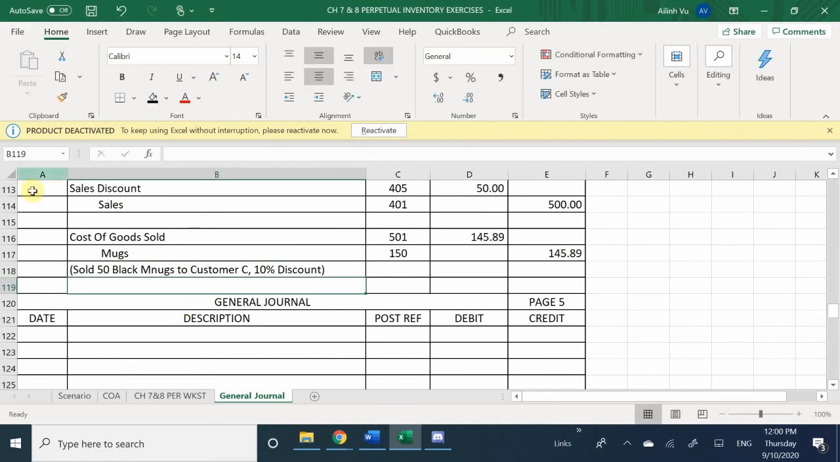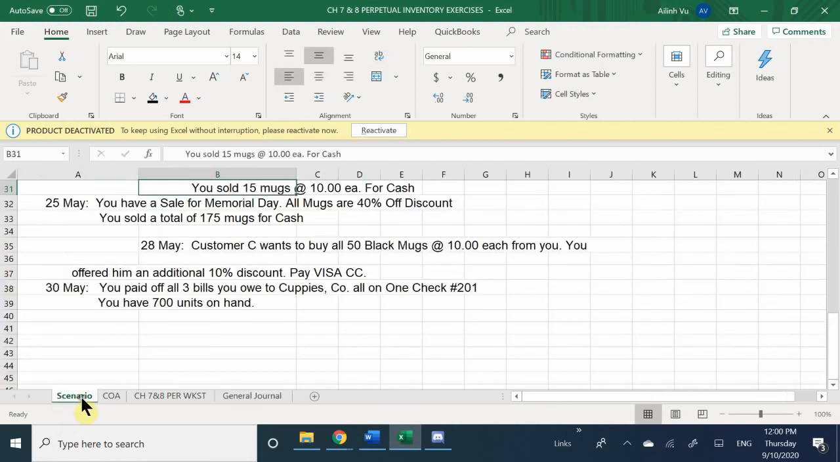Right? So the next portion, I'm going to go ahead and let you guys handle this on your own. Because the last one is 700 units on hand. You should already know that. We just solved for it. And the last one is you're going to pay all three bills, and you go to Compass Co. all on one check. So again, I'm gonna go ahead and post the answers for this little small section. So all you have to do is just go back and answer that last question.